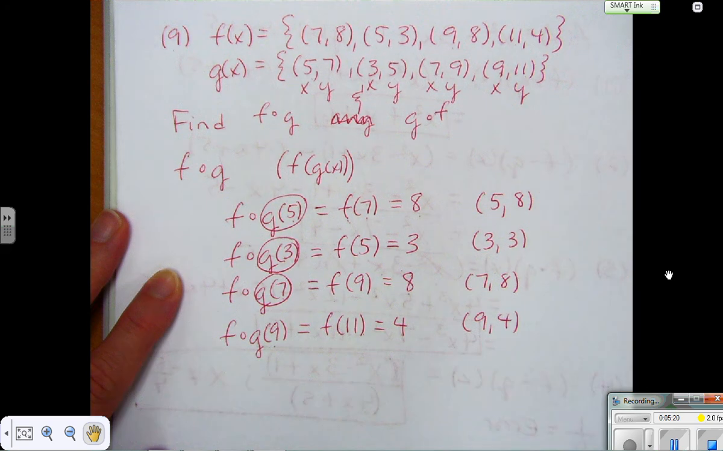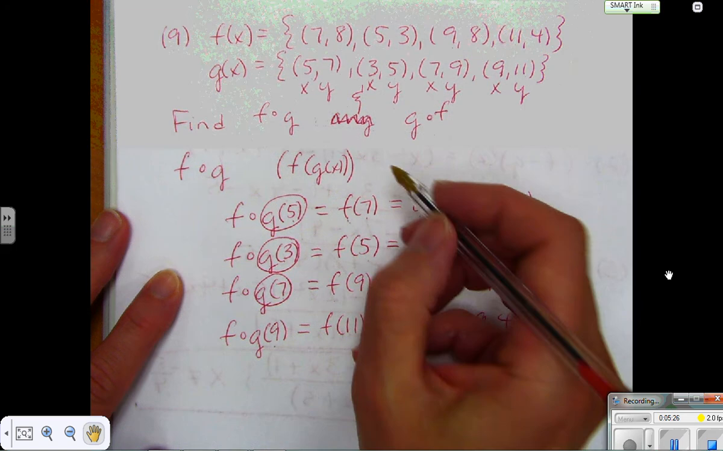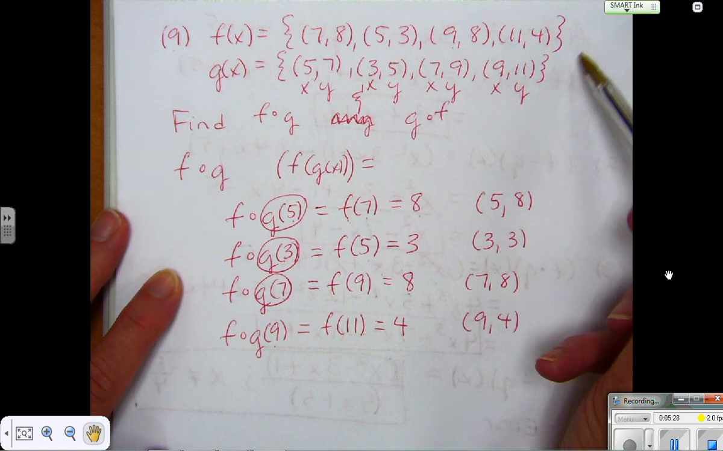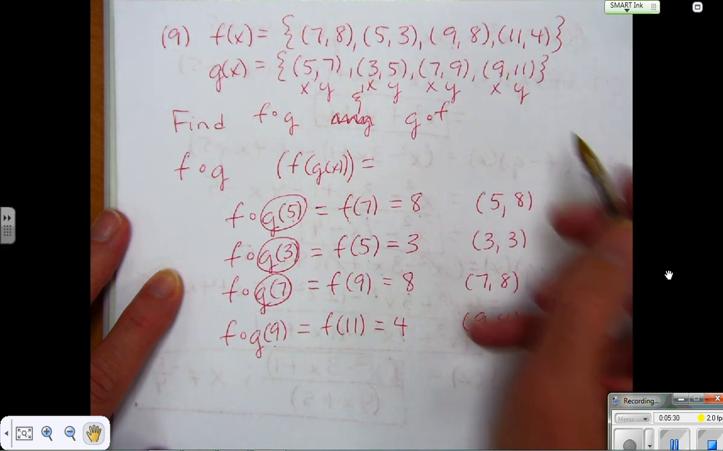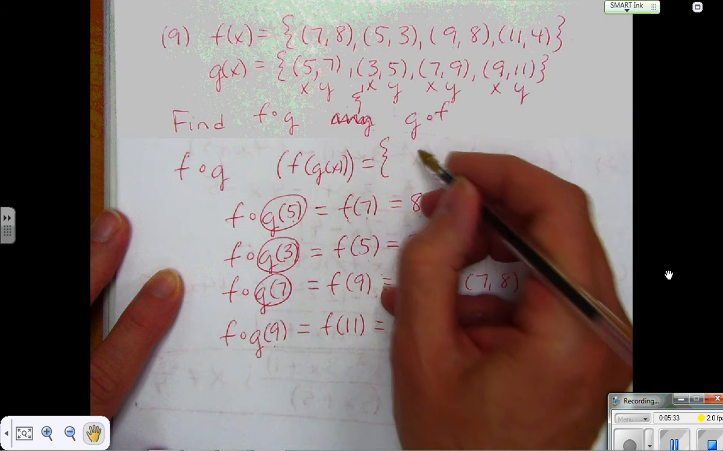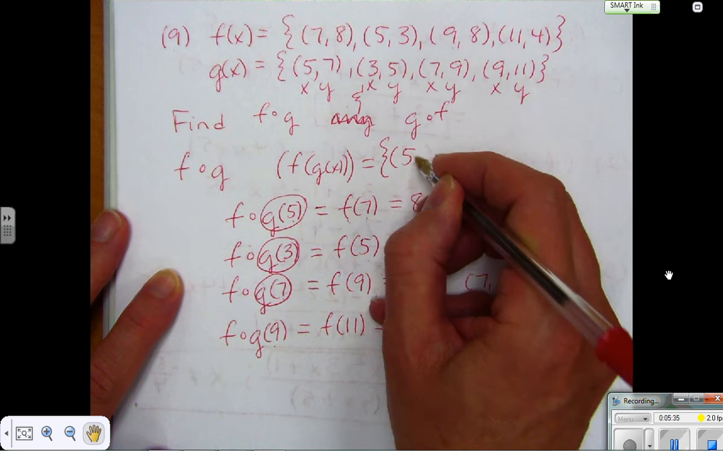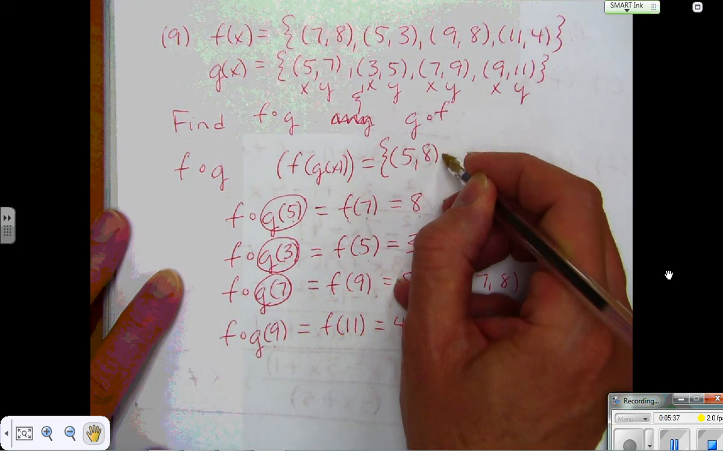So we put the g function into the f function, and the way that you want to write your final answer is in the brackets like they have it set up in the beginning. So we'd have the little squiggly bracket, and then write your answers out as ordered pairs in the parentheses.